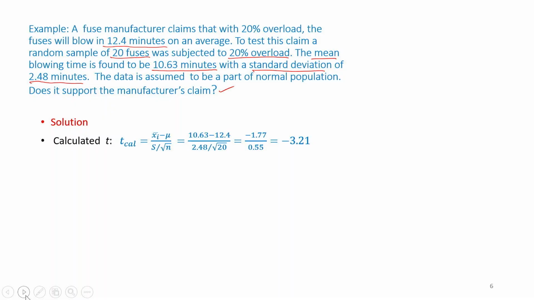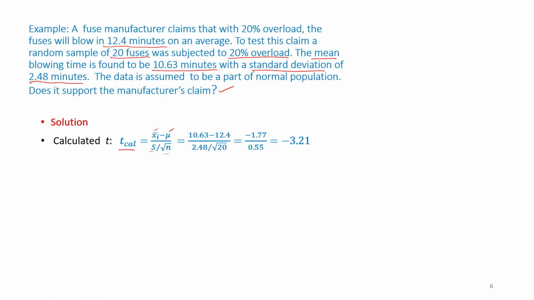So we'll calculate T. Calculated T, we write T cal. In short form, I have written, this means T calculated based on the data that has been provided. So it is sample mean minus population mean divided by sample standard deviation by root over n. This is the formula to find out the value of T. So we substitute the values, all the values are stated here.